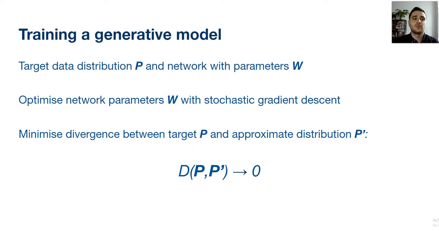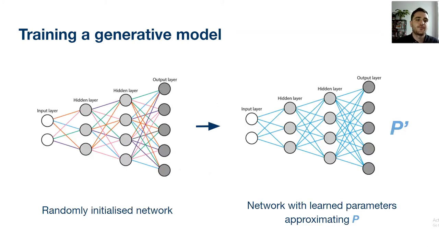When we train a generative model, we have a target data distribution P, which is our training data. We have a network with parameters W, and the goal of training is to optimize the network parameters using stochastic gradient descent so that the results from the model best approximate the target data distribution. And so in doing this, we're minimizing the divergence between the target distribution P and the approximate distribution P prime. And the goal is to get the divergence as close as we can to zero between these two distributions.